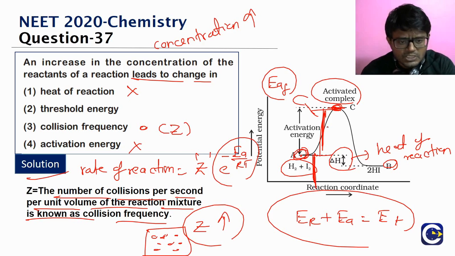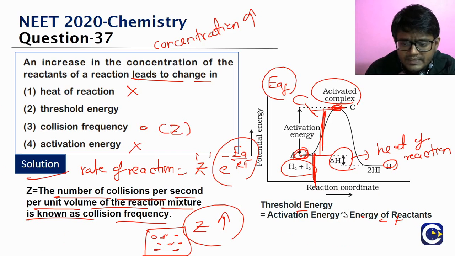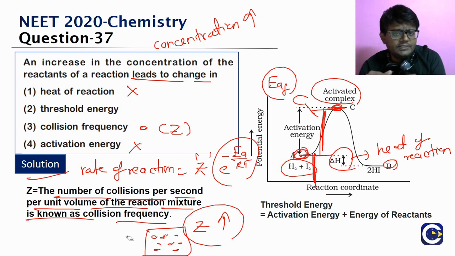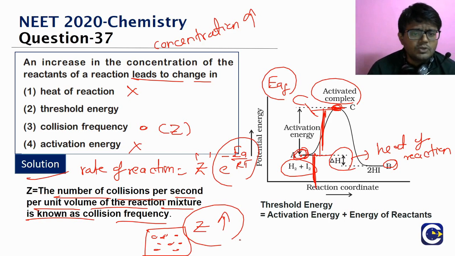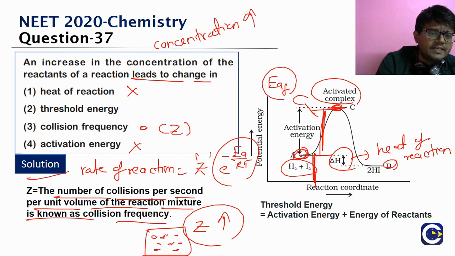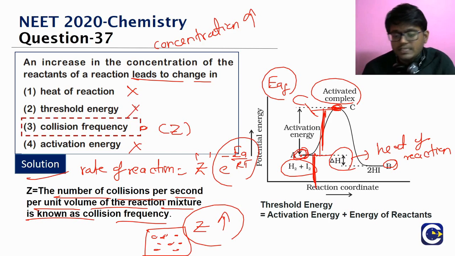So I'll just erase this part. We can see the definition. What is the definition of the threshold energy? It is the activation energy value plus the energy of the reactants. So this also is not going to be affected by the concentration change. So what is the one that is going to be affected? It is the collision frequency.